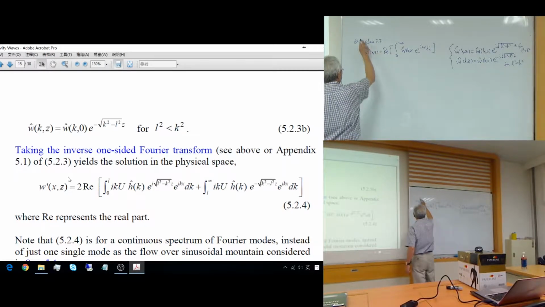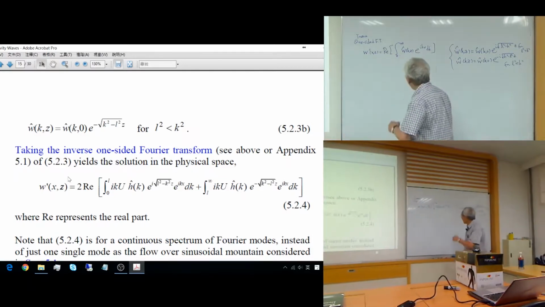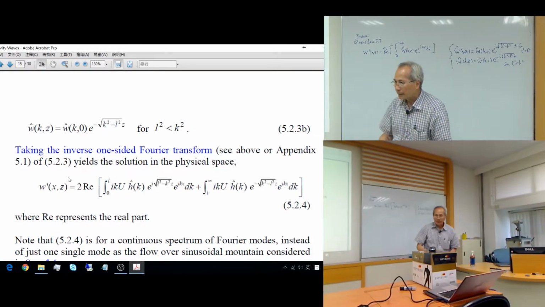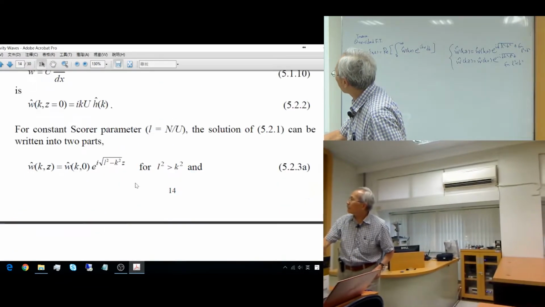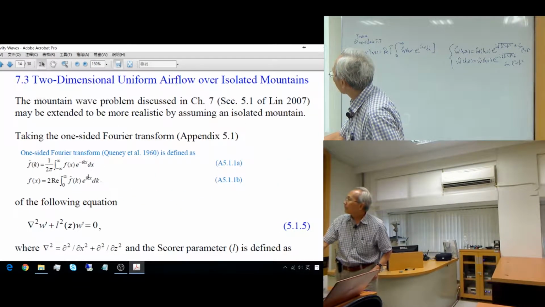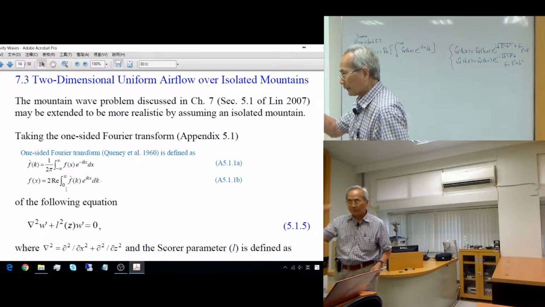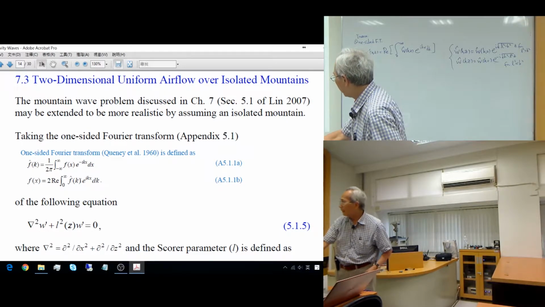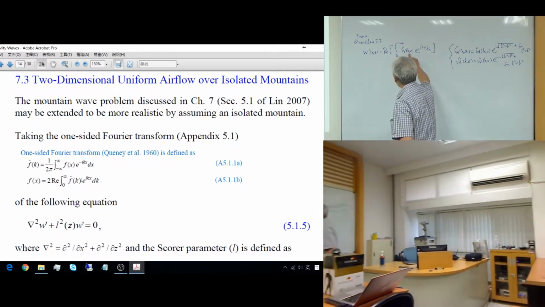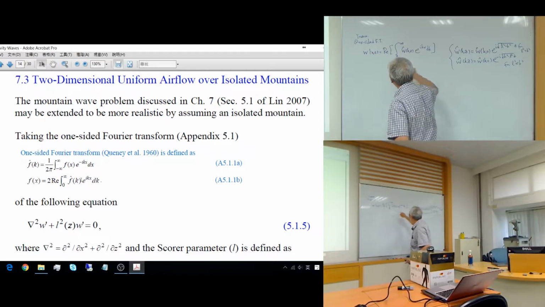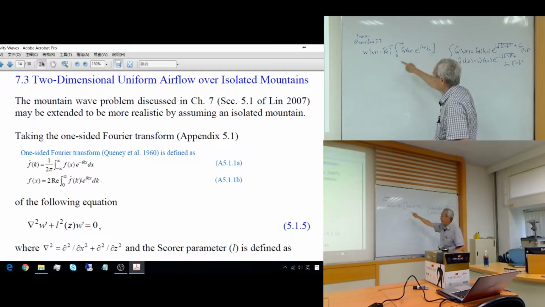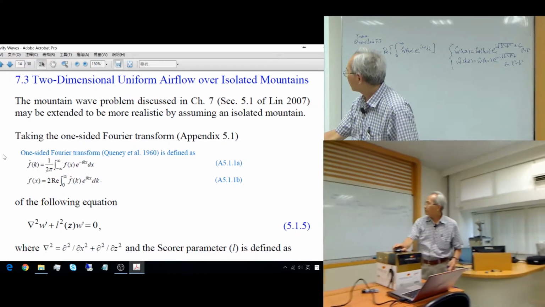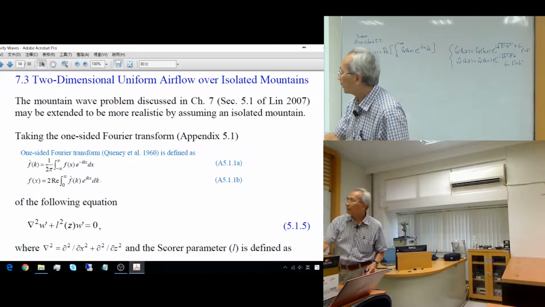Okay, actually this is the inverse Fourier transform. Remember, here we have the inverse Fourier transform defined this way: 2 times the real part of the integral from 0 to infinity of f hat of k, that's W hat of k, g stay there, and then e to the i k x dk, like this. Okay? Understand? Okay.